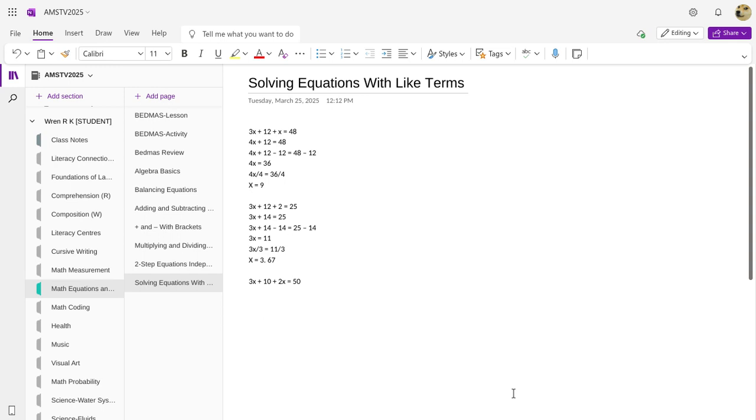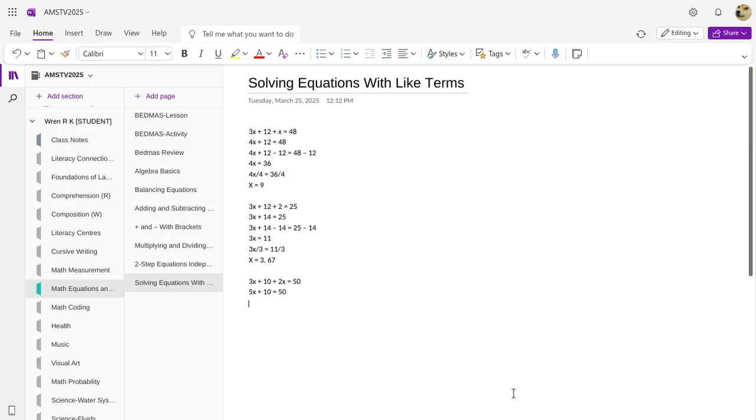Okay, so question 1. 3x plus 10 plus 2x equals 50. There are like terms in this question. What are the like terms? 2x and 3x. 2 plus 3 is 5, and they're x's, so you have 5x. We haven't done anything to the 10 or to the 50.